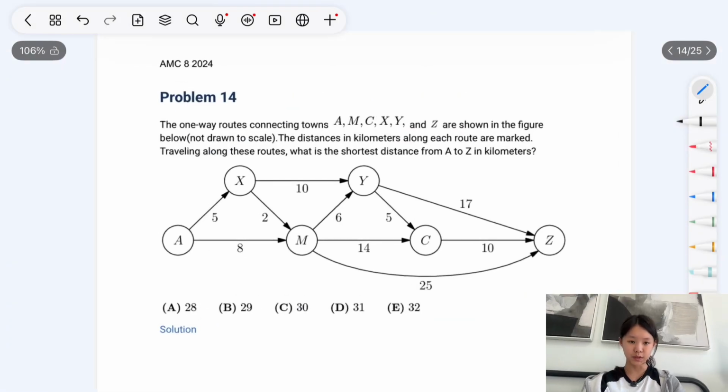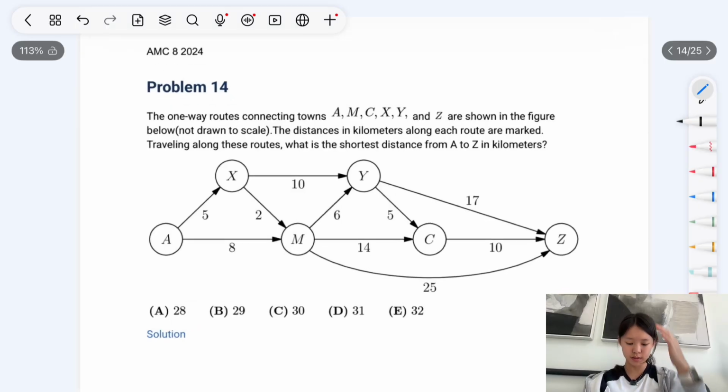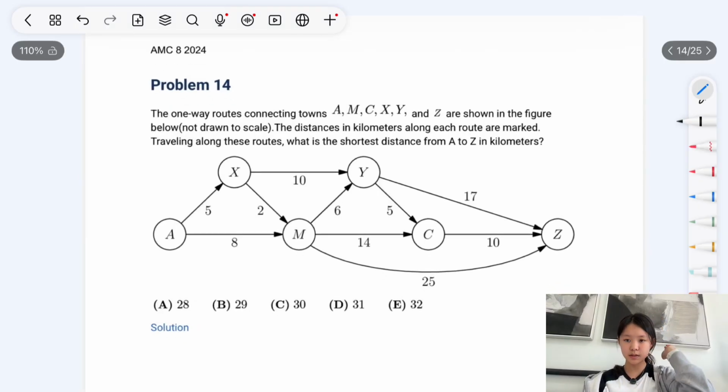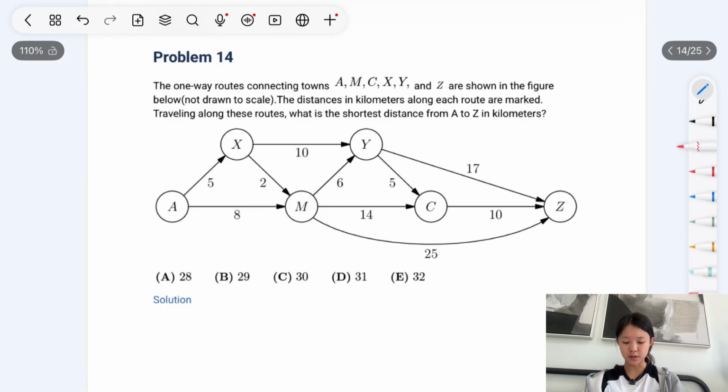Okay, problem 14. It tells us that there are one-way routes connecting these towns, and the distances in kilometers are marked on each route. So traveling along these routes, what is the shortest distance from A to Z in kilometers?